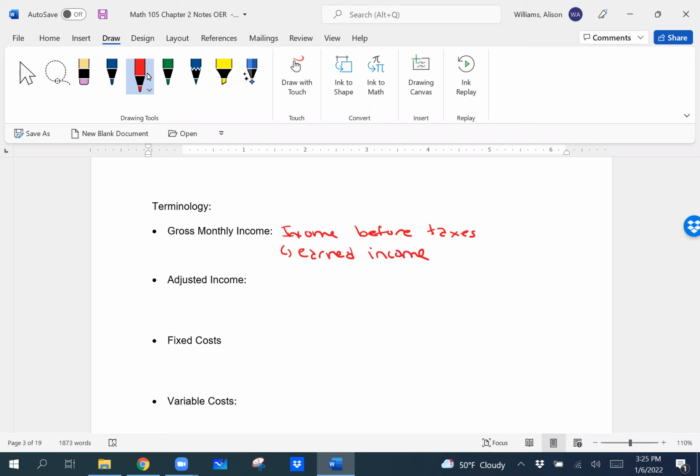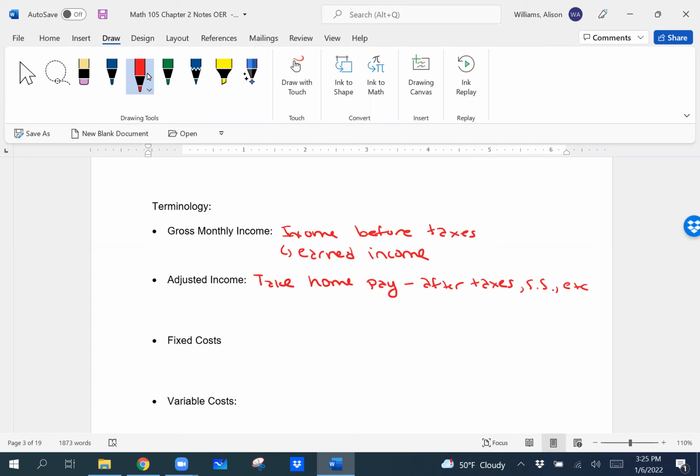Adjusted income is when taxes are taken out. So it's your take-home pay. So it's after taxes. It also could possibly include Social Security. Maybe if your company does retirement, it would include retirement. But it's the money you actually get to use every month to cover your bills.